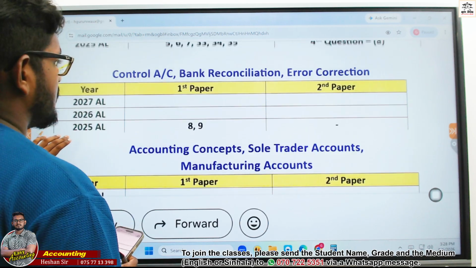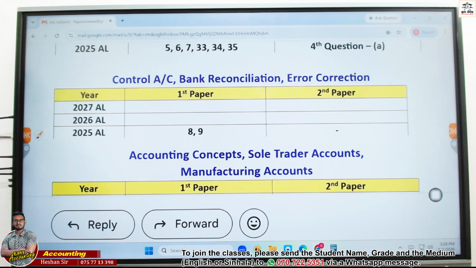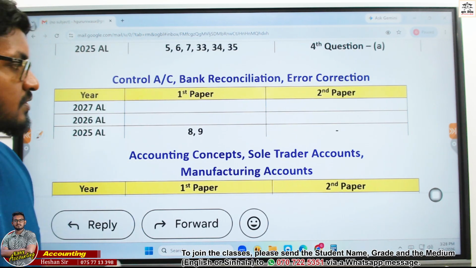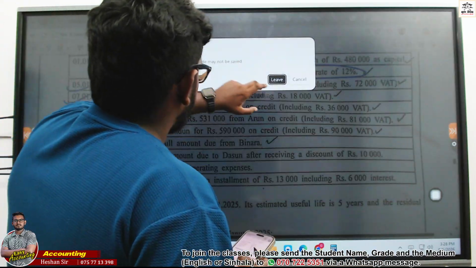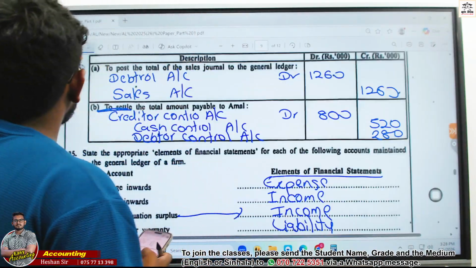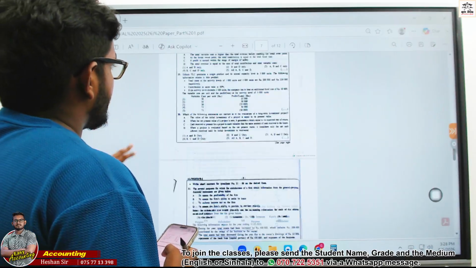Is also done. Control account, bank rec and error correction system. Question number 8 and 9. Come to the first paper. අපි second paper එක full ඉවරයි. කළා දින්නේ. 8 and 9.